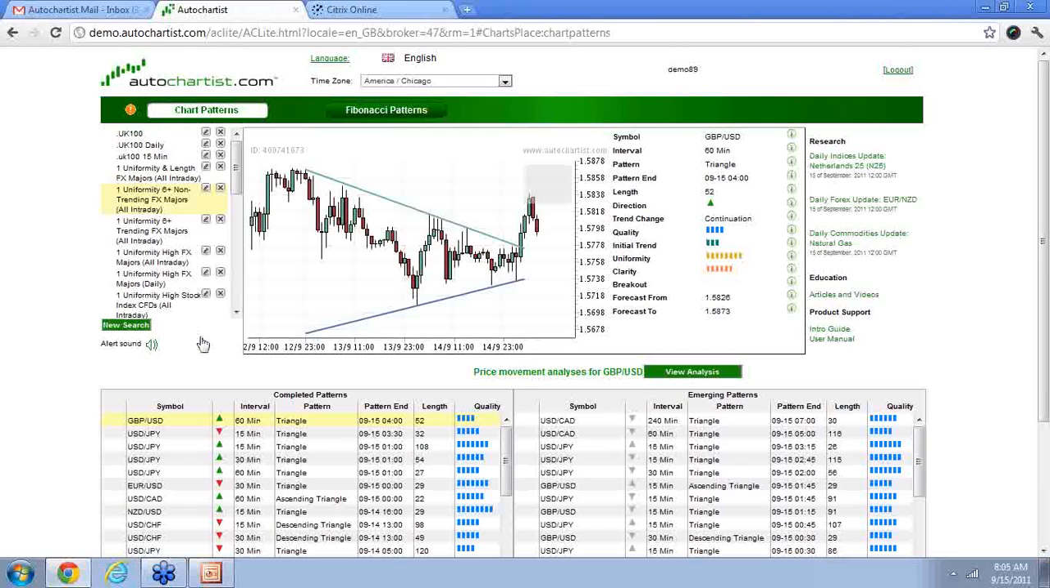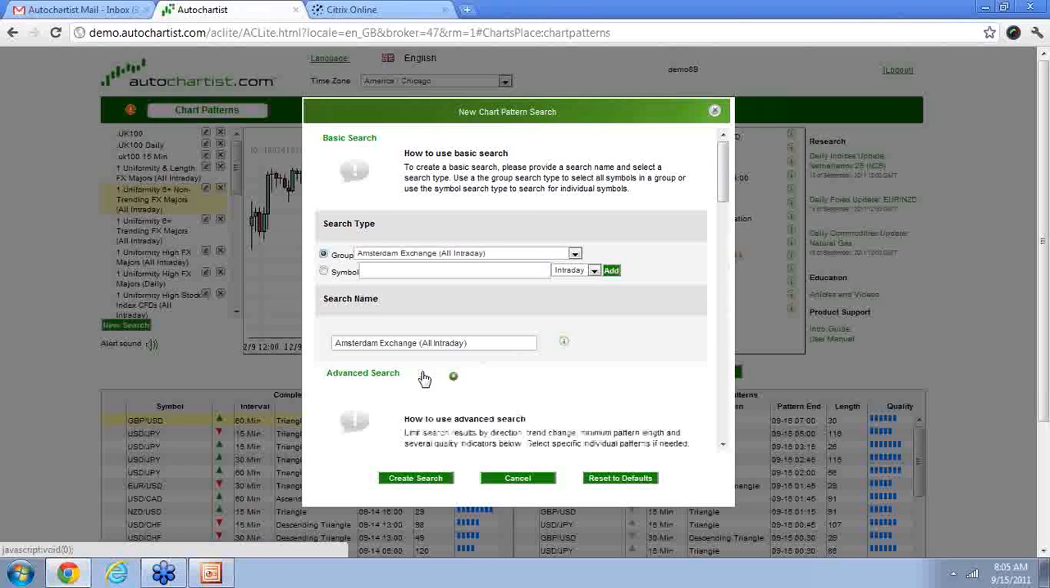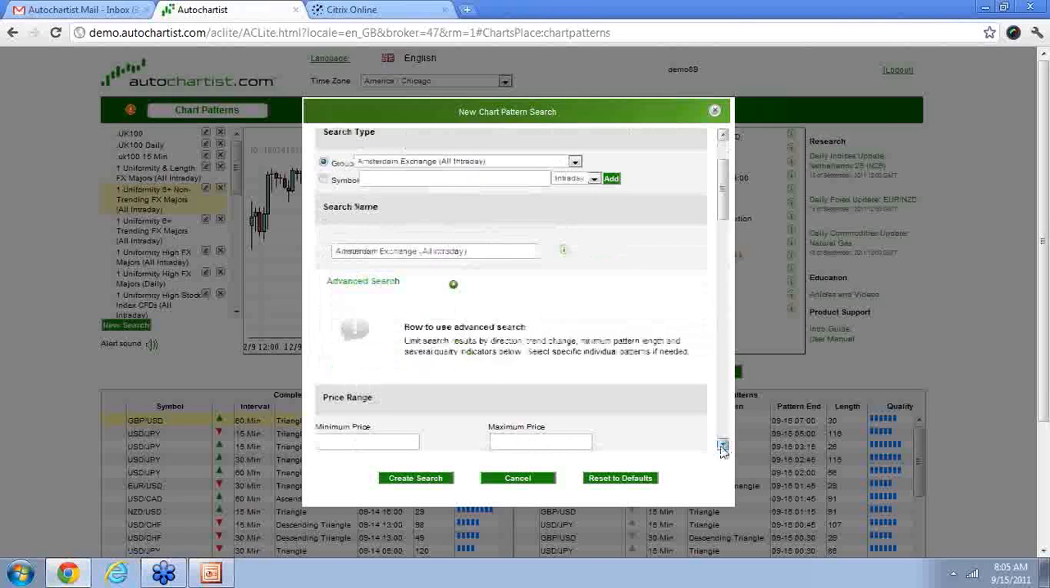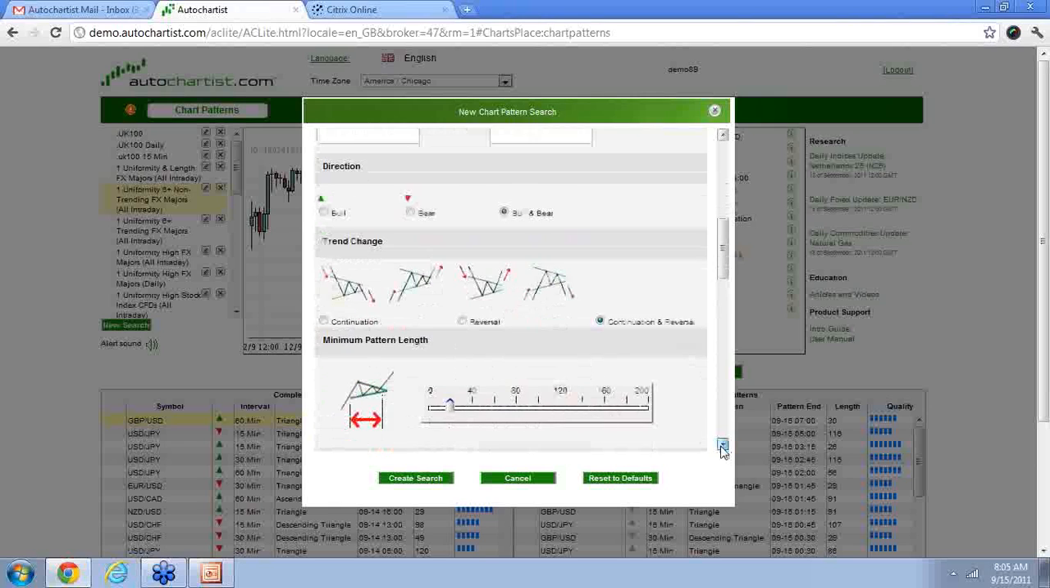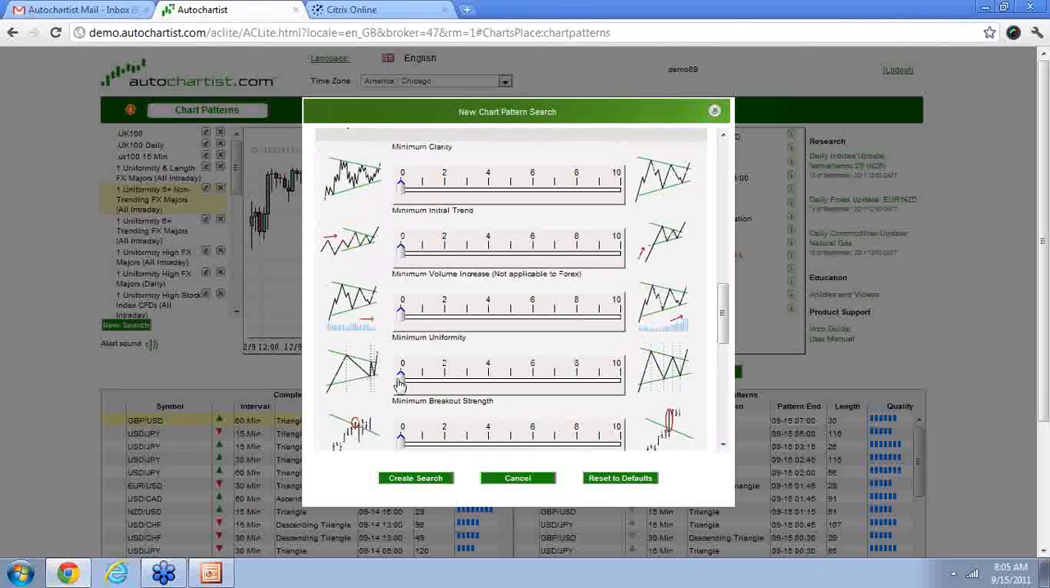Now, the first thing you want to know is that you can control uniformity through our new search pattern filter here. If you go to advanced search, for example, you can drop down the menu and find our uniformity indicator, and you can use the slide bar to set it at any level you want.